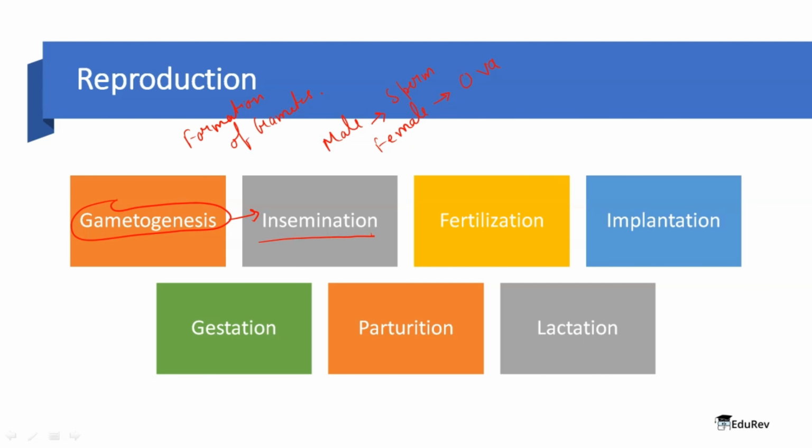After insemination, the third process is fertilization. When the male gamete is inside the female body, the fusion of male and female gamete occurs. This process is known as fertilization, or syngamy. After fertilization, the fusion occurs and the zygote is formed.